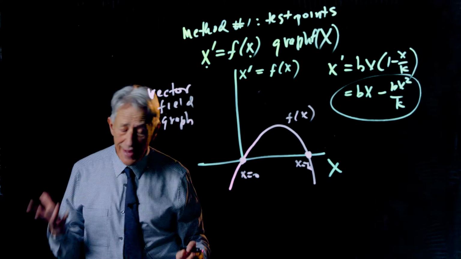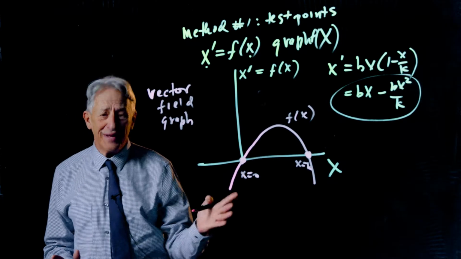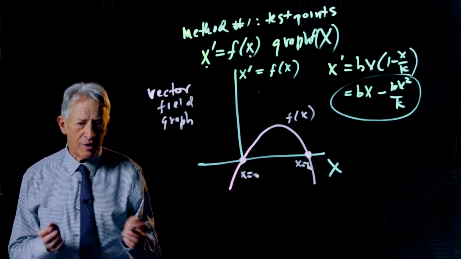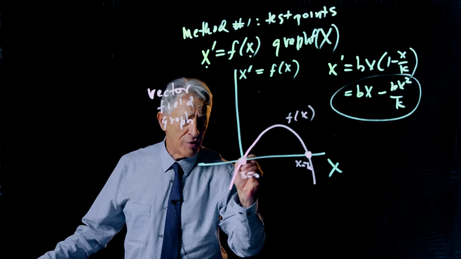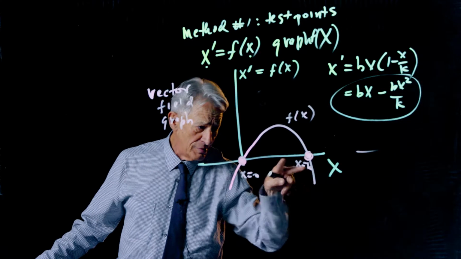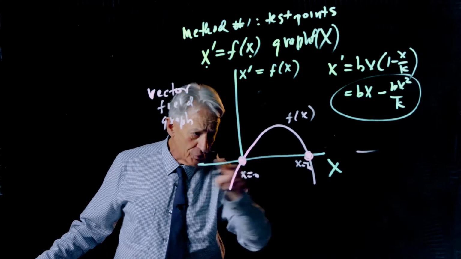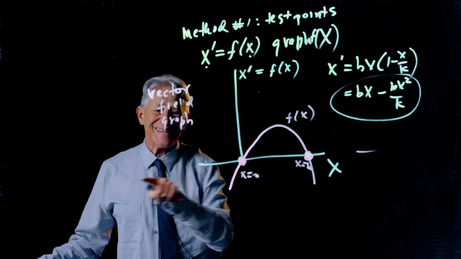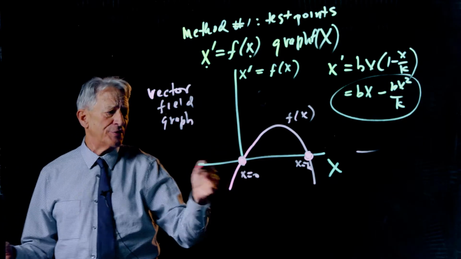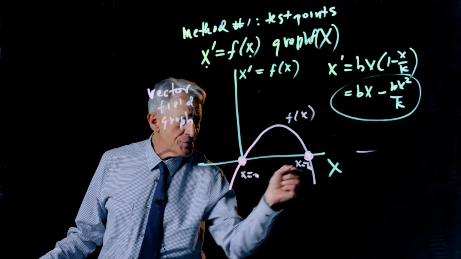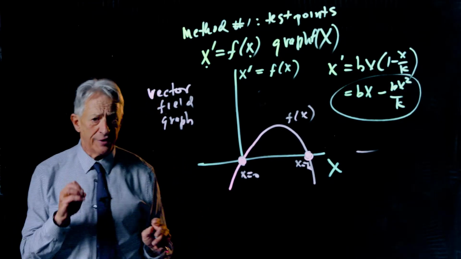Now, the minute we have a vector field graph, obviously finding the equilibrium points becomes trivial. What are the equilibrium points? They're the places where the red curve intersects the green axis, the axis x prime equals 0, which is the x-axis. So how many times does this curve intersect the x-axis? Twice. So there are 2 equilibrium points. We just read them right off the graph.